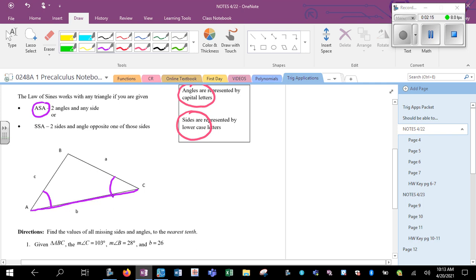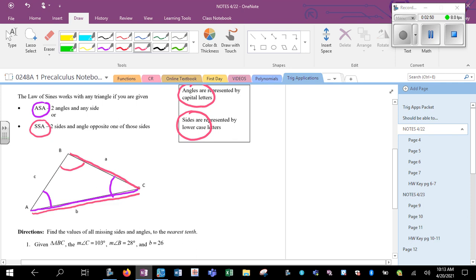If I wanted to do side, side, angle, that would be a situation where I have to make sure that I have two sides with the included angle. So in this situation here, I would take that back. I would have two sides with the angle opposite one of those sides. So I'll do that in pink so you can see that one. So that would be side B with angle B. That's the angle opposite the side, and then maybe a side A.